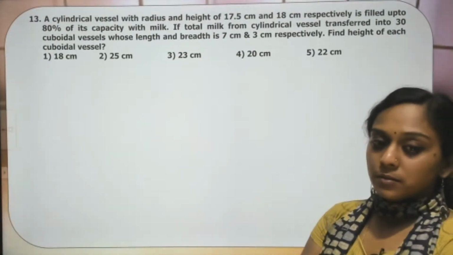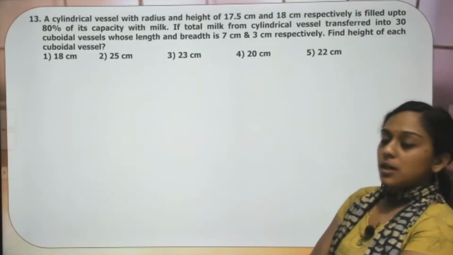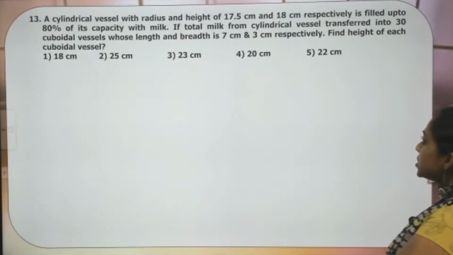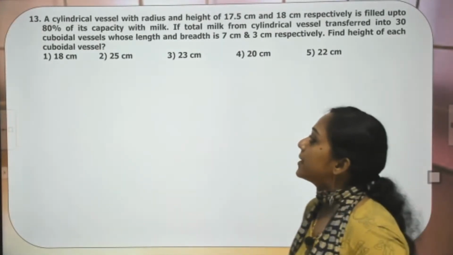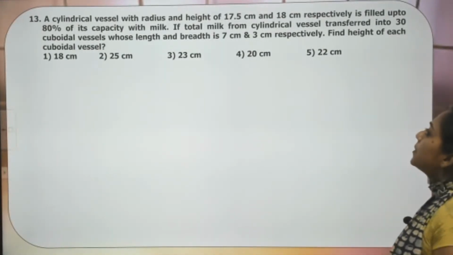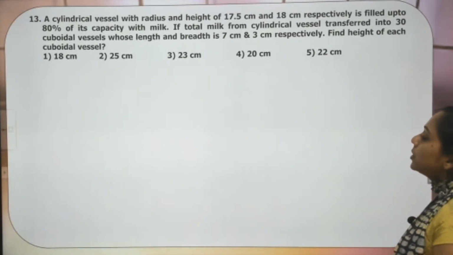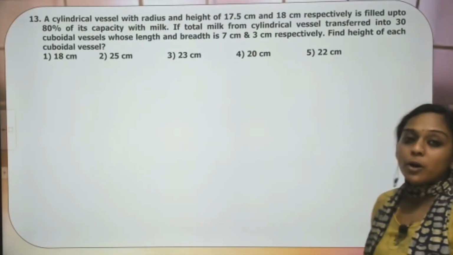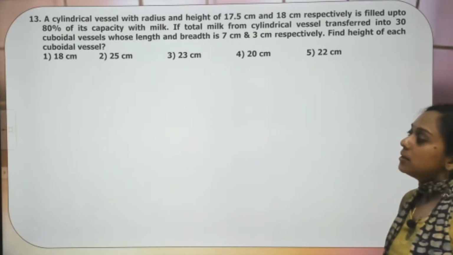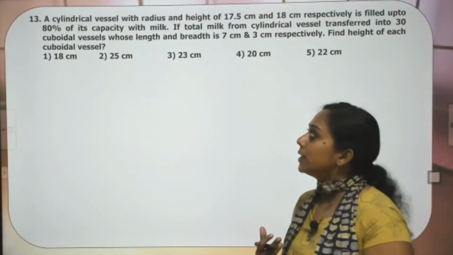Okay, time is up. Waiting for your answer. A cylindrical vessel with radius and height of 17.5 centimeter and 18 centimeter respectively is filled up to 80% of its capacity with milk. If total milk from the cylindrical vessel is transferred into 30 cuboidal vessels whose length and breadth are 7 centimeter and 3 centimeter respectively, find the height of each cuboidal vessel. So here you can equate the volume.